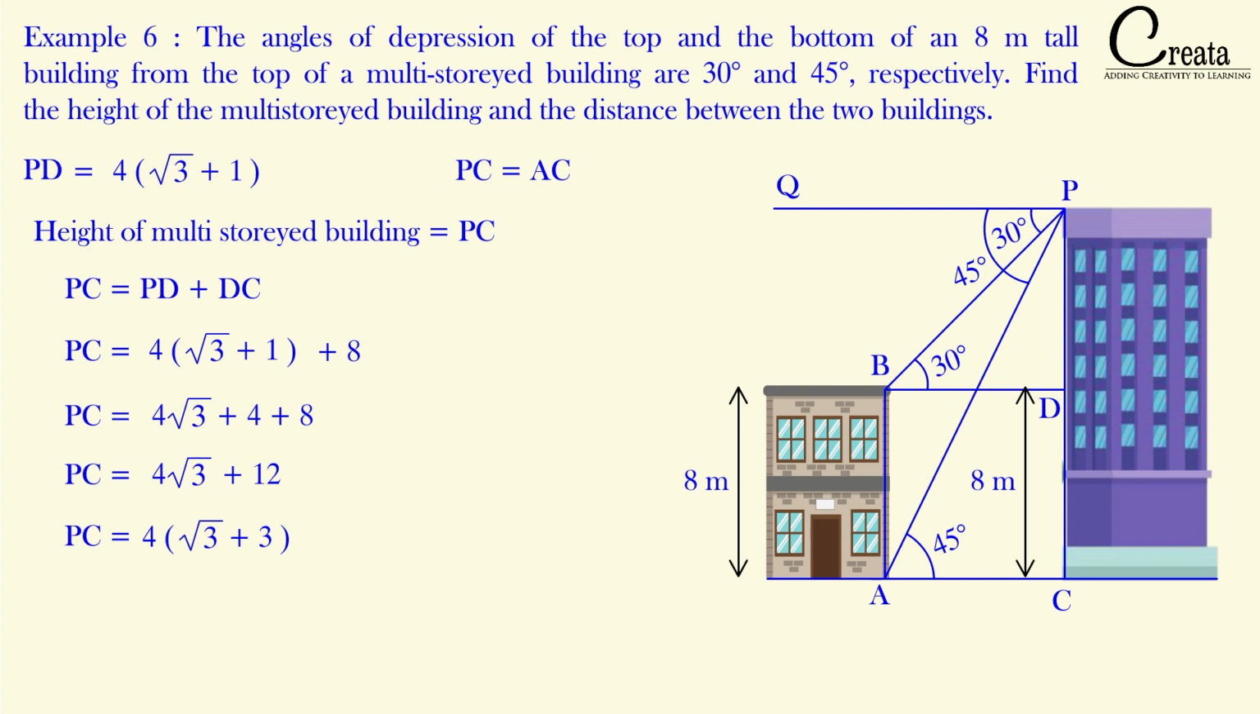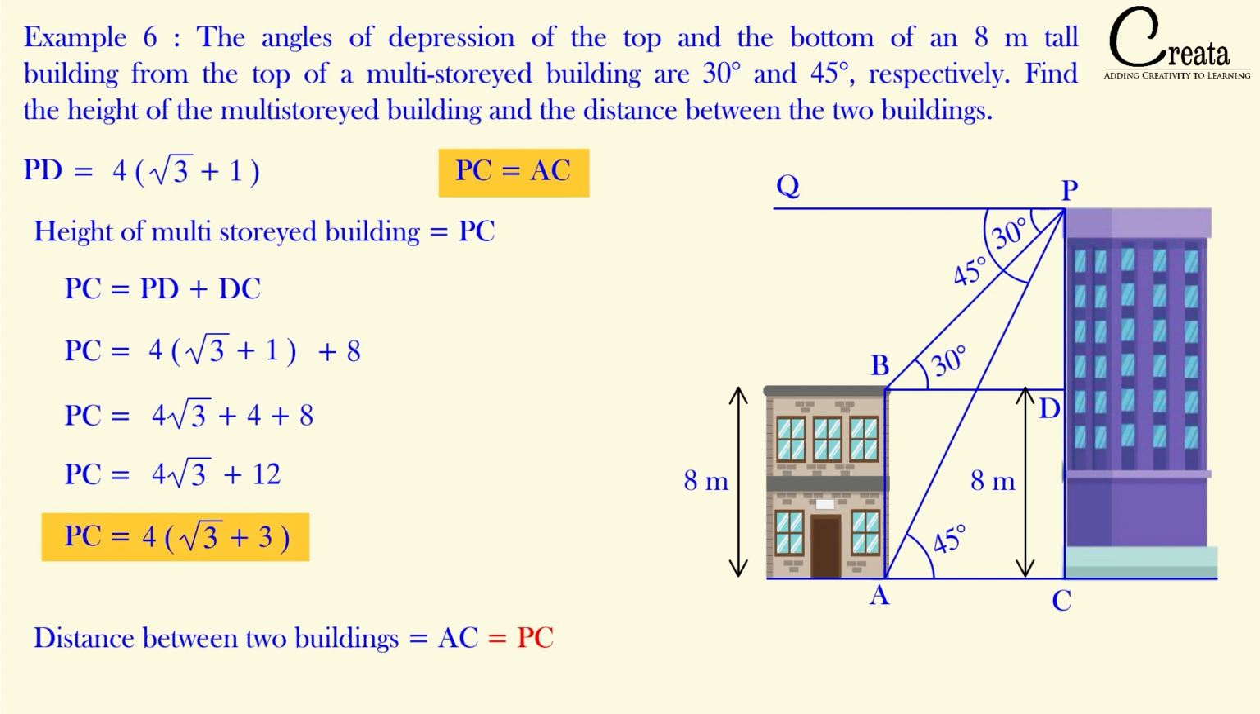The second part of the question is demanding the distance between the two buildings. And distance between the two buildings is AC, which is equal to PC. And just now we have calculated the PC. So AC, that is the distance between two buildings, is also equal to 4 into root 3 plus 3. That is the answer of the question.